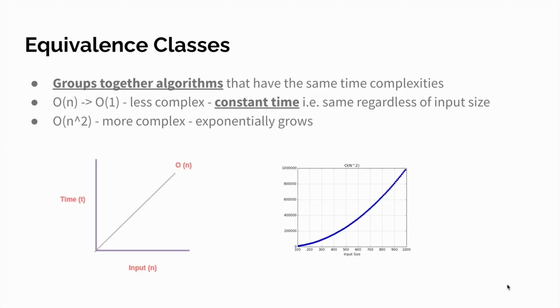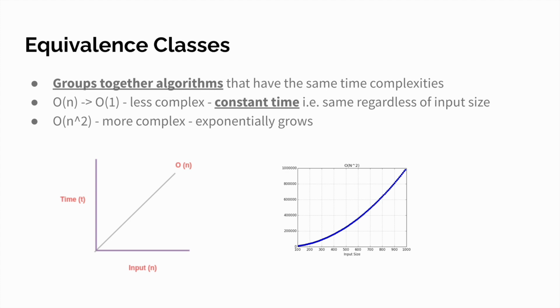So then we have equivalence classes. These group together different algorithms that have the same time complexities. So O(n), for example, right? If we have an input of length 1, it'll be straight 1. That's O(1), it's less complex. It's constant time, so it's the same regardless of the input size. But O(n squared) is more complex because it grows much faster.